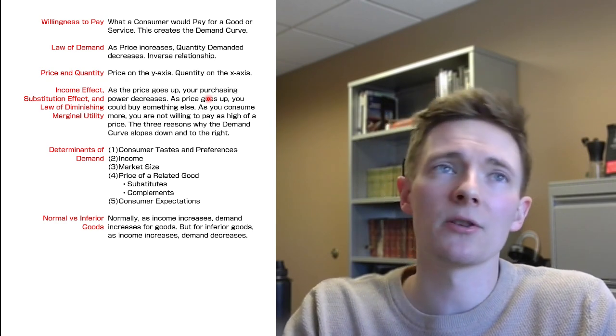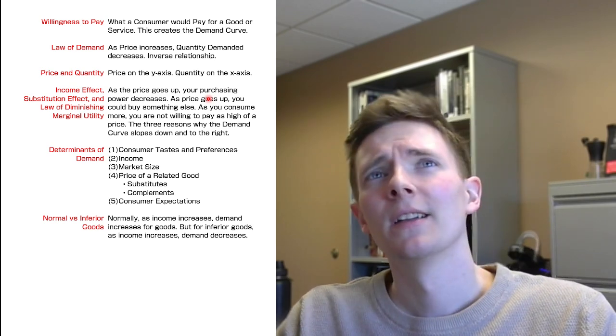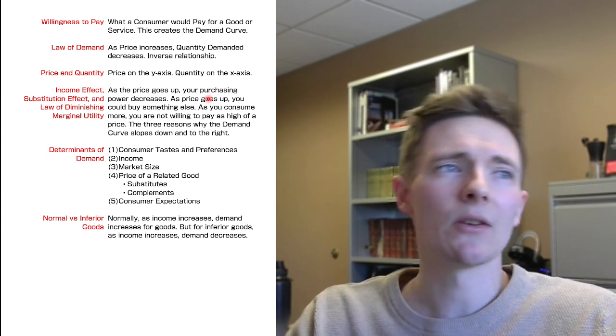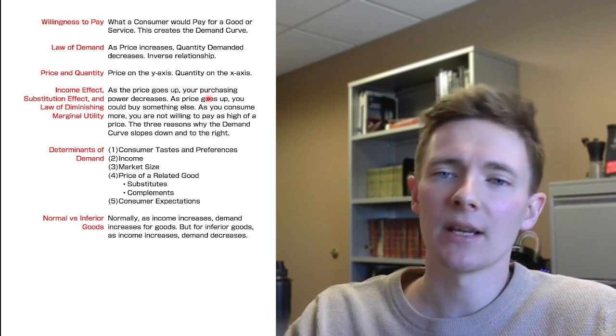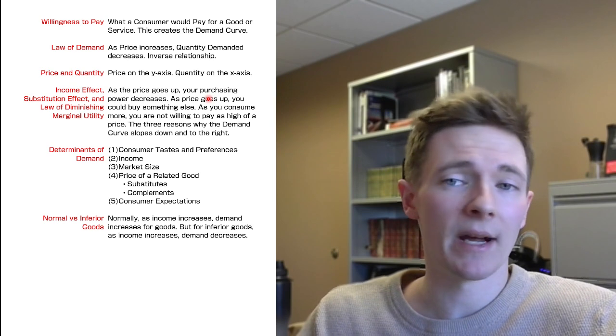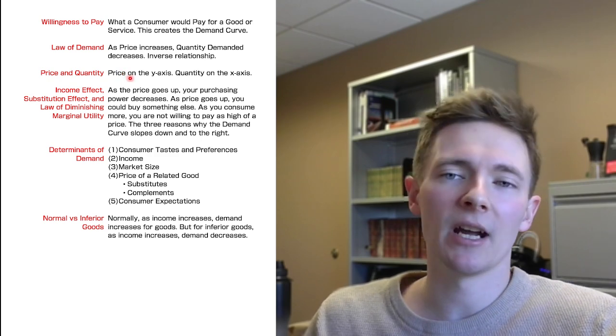And then the law of diminishing marginal utility, you can think of it this way. You don't like something as much the more and more you consume of it. And so as quantity goes up, the price that you're willing to pay goes down. So that's another factor for why the law of demand exists, or why the demand curve slopes down and to the right. Okay, and then price and quantity is what the demand curve is made up of.